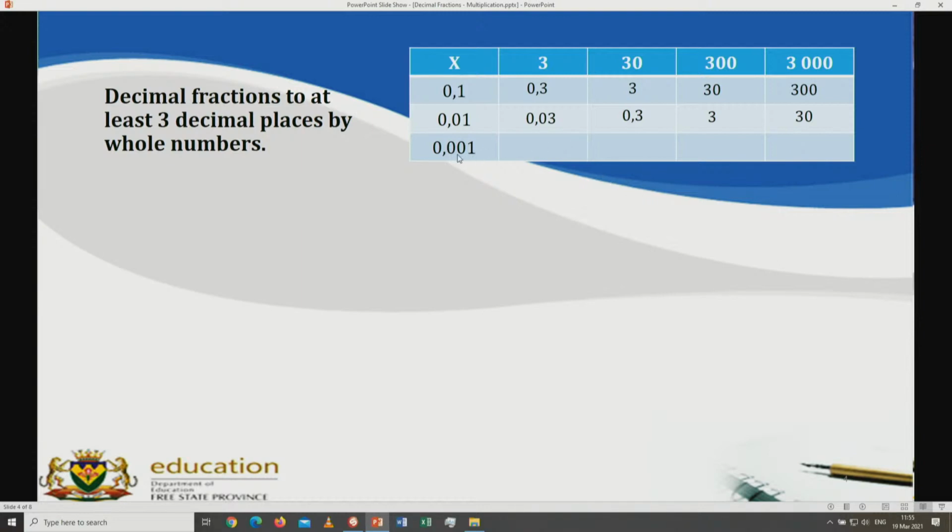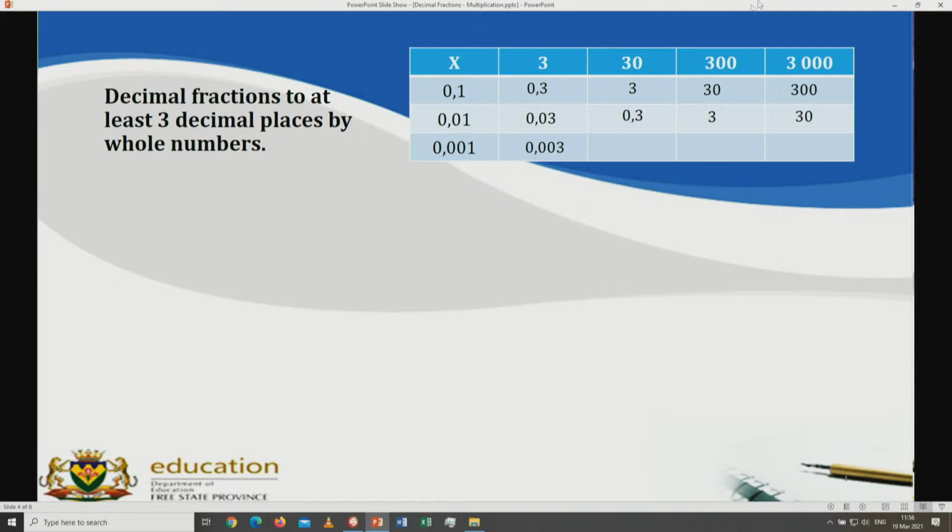Here, what are we doing? We are going to divide by 1,000. Ne? 3 divided by 1,000 is 0,003. And then on the place value chart, we are saying it's 0,003 as a decimal.